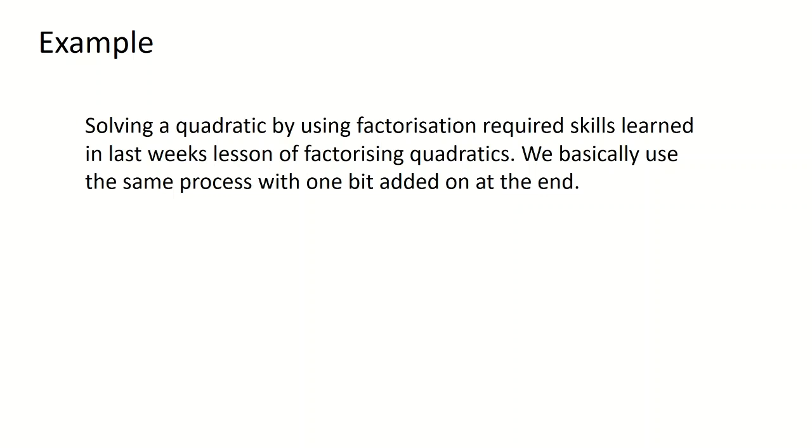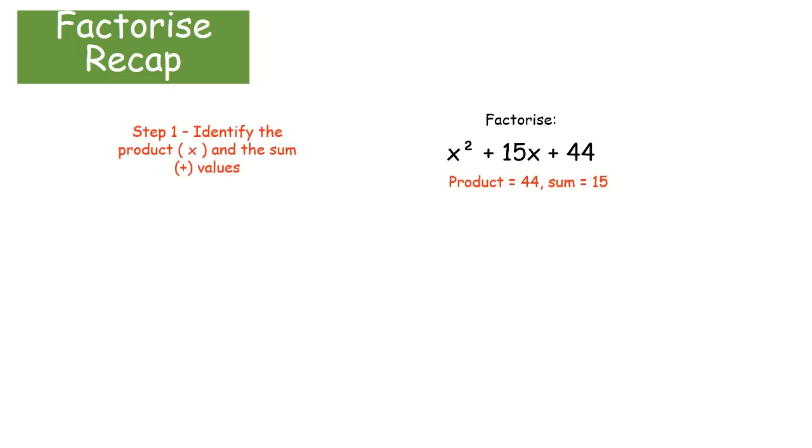As I said, today we're going to be solving the quadratics using this method. So we're going to be using skills we've done before. There's just one little bit you need to add on to the end, and that's going to help it, and then you're going to be fully solved with your factorising quadratics. So just a quick recap. We've got our x squared plus 15x plus 44. First thing I need to do is identify my product, which is the 2 numbers I'm multiplying together, and the sum, so 2 numbers I'm adding together. So I want to multiply to get 44, but add to get 15.